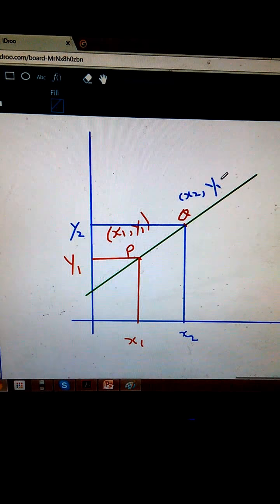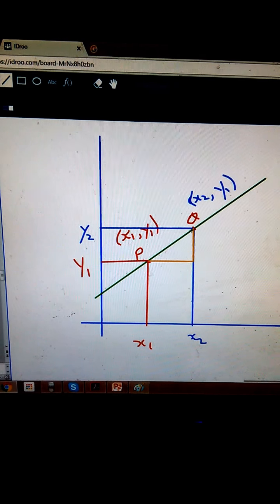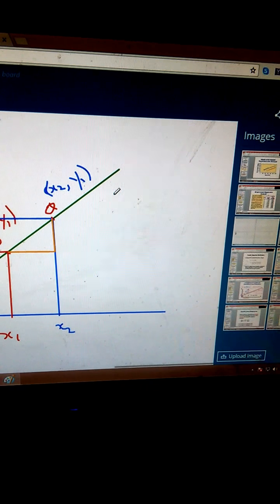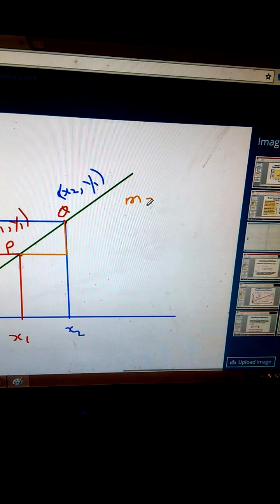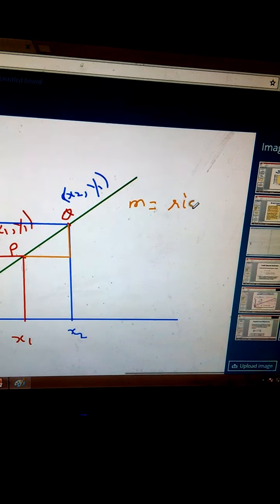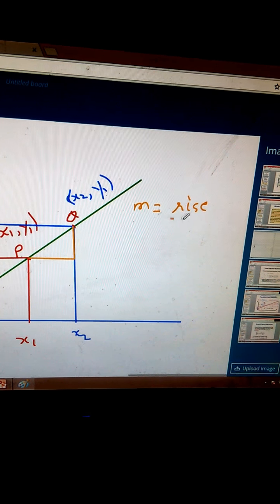So we have to find out the slope value. What is the slope value? So actually what is exactly happening is that the point moves from here to here, it runs from here to here, and then it rises from here to here. That's how it arrives at the Q point. Okay, so your slope m is the ratio of rise over run.